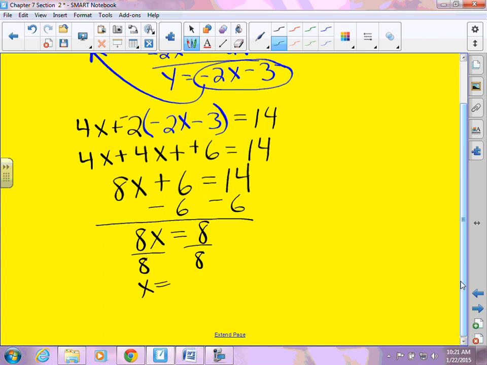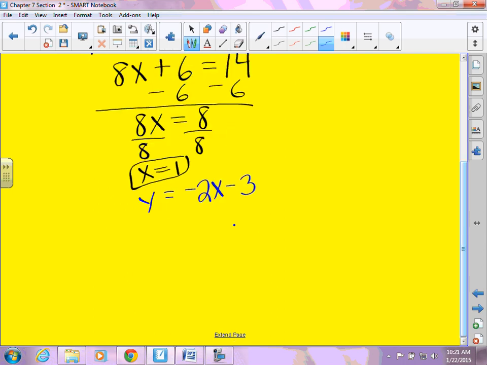I have a y equals equation up here, don't I? I did the work. So let's use that equation. Y equals negative 2x minus 3. I have that good to go. Let's use it. So y equals negative 2 times 1 minus 3. Y equals negative 2 minus 3. Y gives me negative 5. Am I done? Why? Ordered pairs. 1 comma negative 5. And again, that's where the two lines intersect.